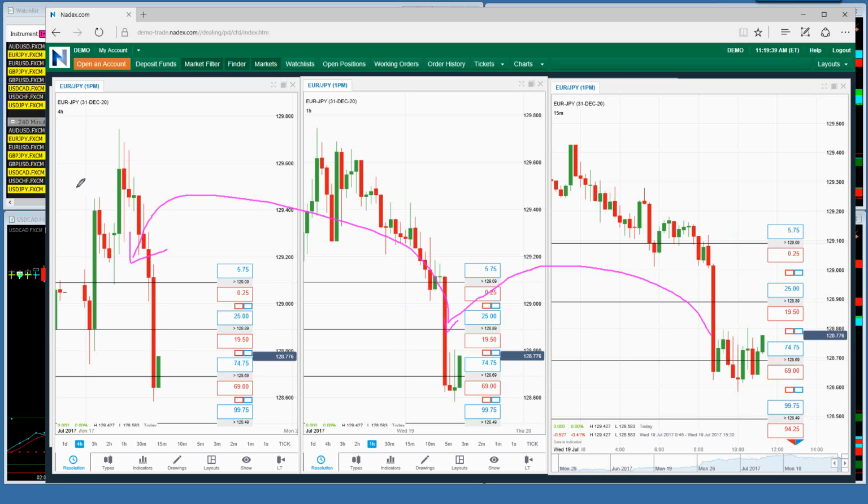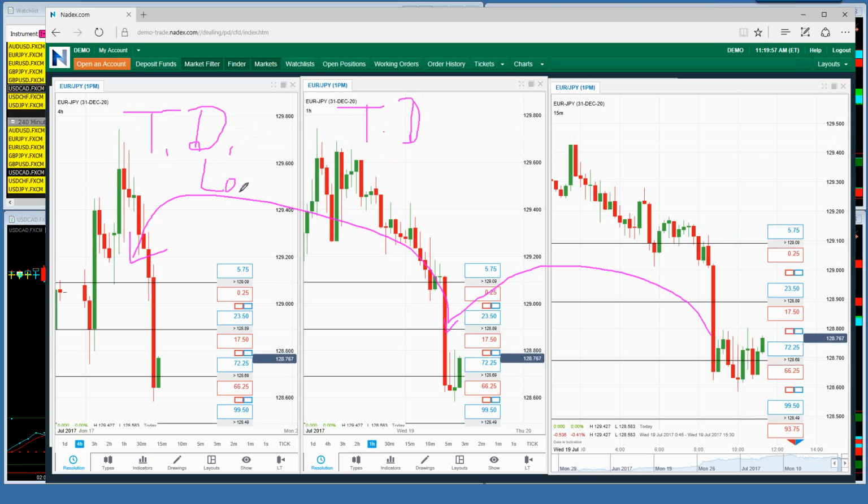You need to go the other direction. You need to be able to identify your trade direction from these two charts, which are your higher time frames. This is your trade direction chart. This is a long term. This is a medium term. And then you enter off of this one. Do y'all understand that now?